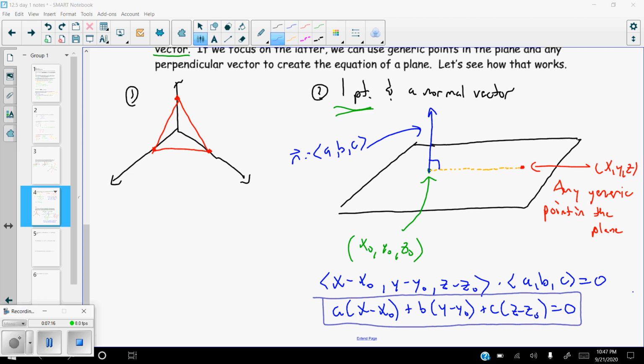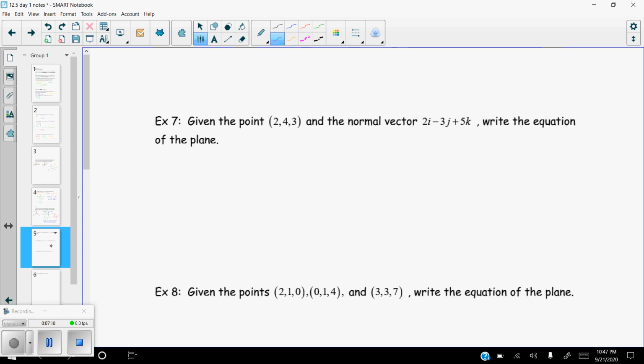All right, so let's look at a really simple example. Given the point 2, 4, 3 and the normal vector 2i minus 3j plus 5k, write the equation of the plane. Well, according to our formula that we just created on the other page, all I needed was the point that's given. All I needed is the normal vector, so I'm just going to write this in vector form, although you don't have to rewrite it. That's your a, b, and c.